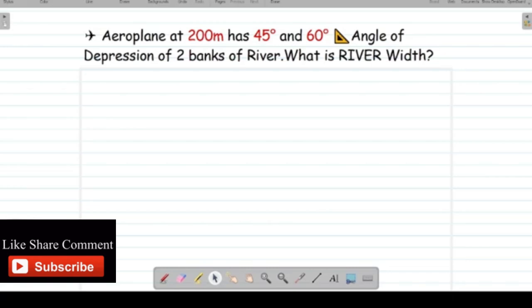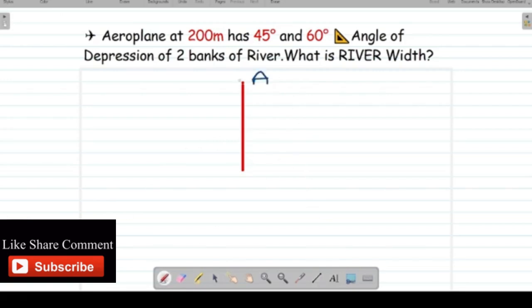Here we have taken one good question, students. An aeroplane at 200 meter has 45 degree and 60 degree as angle of depression. First of all, as per the question, you need to understand there is an aeroplane flying at a certain height. Let us mark it. This aeroplane is at a height of, let's say, 200 meter. This red line is just marking that.